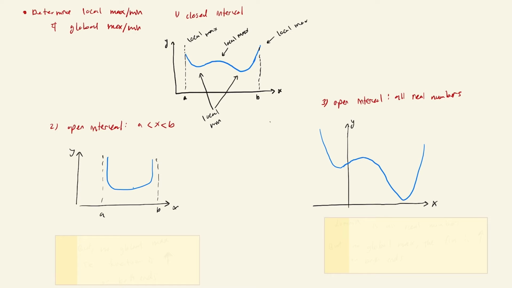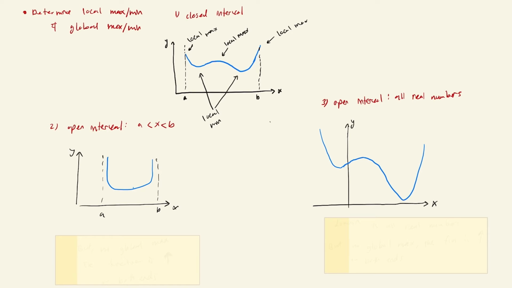So why is it local? Because we are just talking locally to the point. So this is a local maximum, and this is a local minimum. We're just talking about the values that are near the local maximum and local minimum. Now let's determine what's a global maximum or minimum.